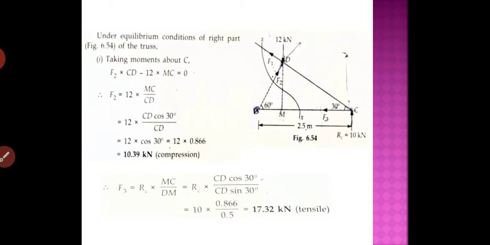Under the equilibrium conditions of the right part, figure 6.54, that is taking moment about C, F2 into CD minus 12 into MC equal to 0, which gives you F2 equal to 10.39. Similarly, F3 equal to RC into MC upon DM.